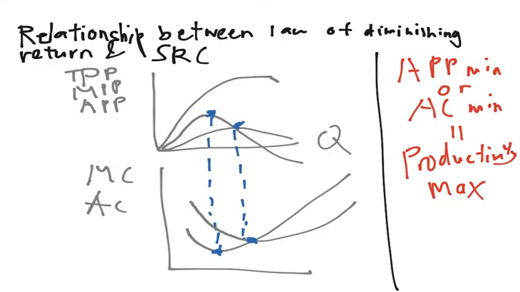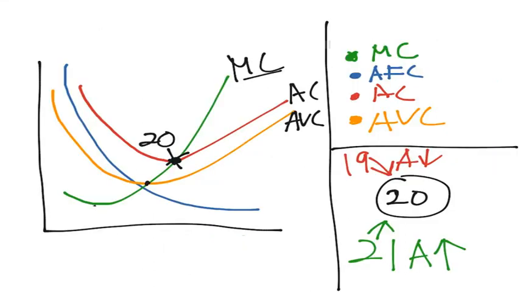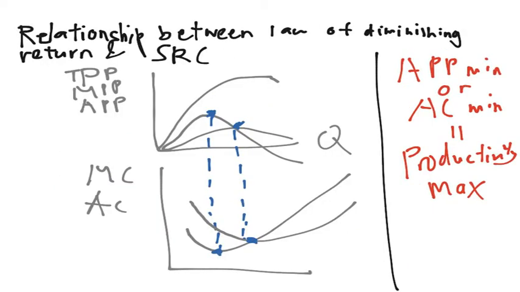Next, I'll explain to you the relationship between the law of diminishing return and the short run curve. So, the reason why the marginal cost curve is something like a Nike tick is because of the law of diminishing return. So this is very important. So just pay attention.